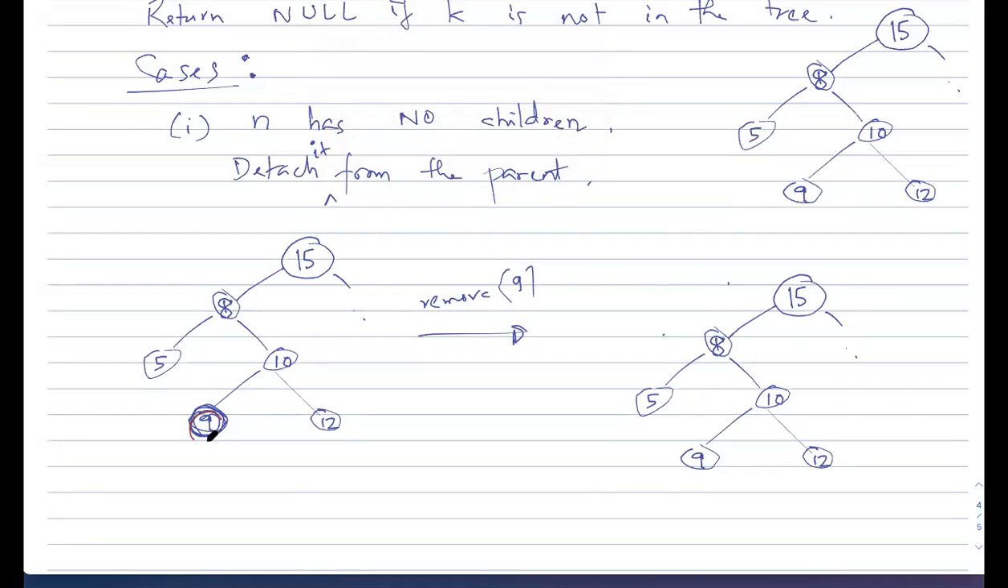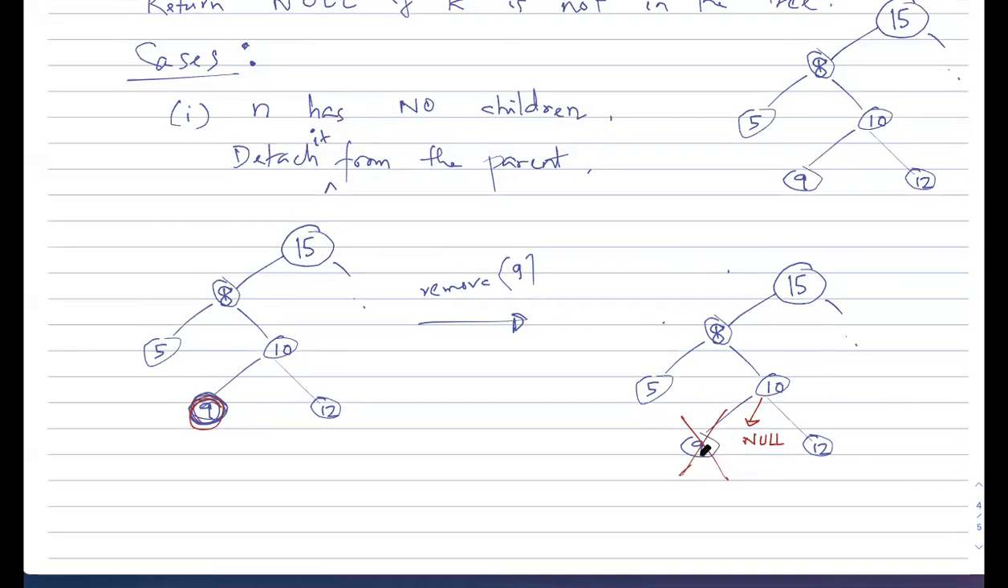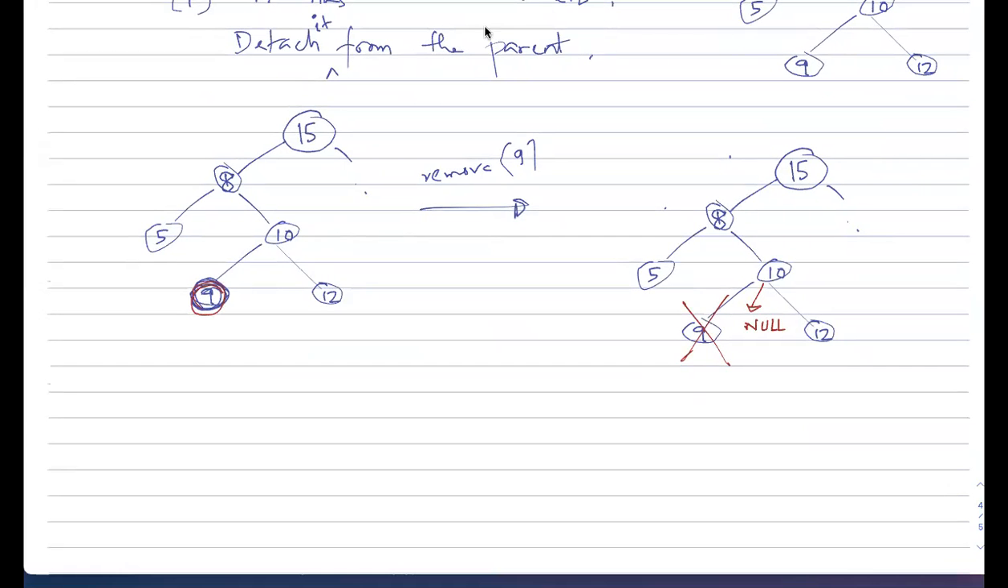We are interested in removing this. When we are removing this, all we have to do is detach this from the parent. So now the parent points to null. So it's fairly easy.